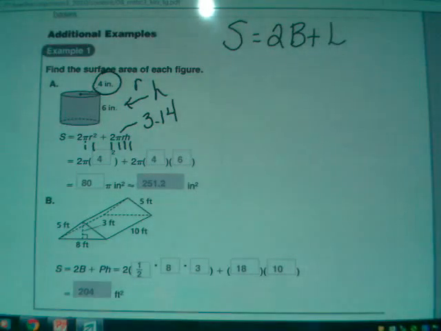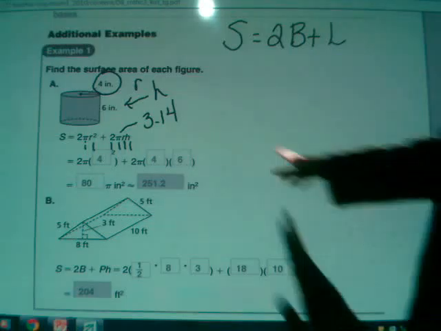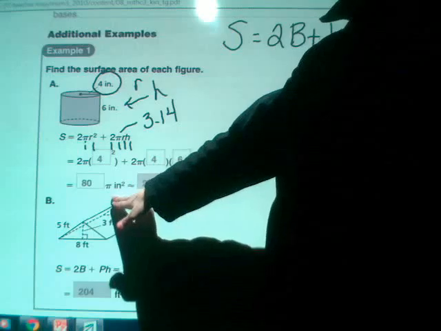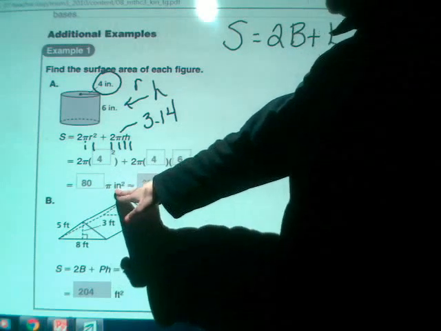Now it's a matter of simplifying. Now, what you see that's a little bit different than what I just said is that they still wrote pi as pi instead of changing it to 3.14. Right? You can change it to 3.14, and all you're going to do is skip this middle step here where it says 80 pi. Right?